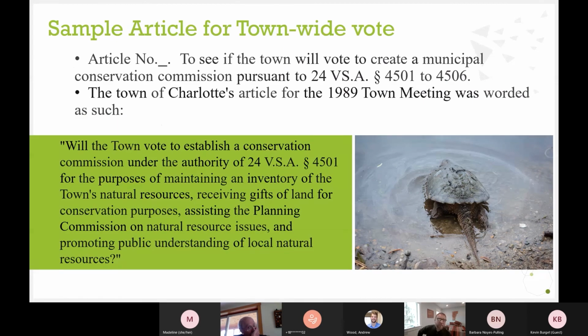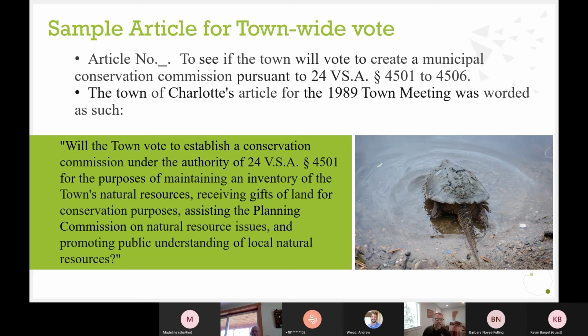So here's a sample article for that townwide vote, and here it is for Charlotte. Article number blank blank: to see if the town will vote to create a municipal conservation commission pursuant to Title 24 Vermont Statutes Online. The town of Charlotte. This was the town of Charlotte's article for 1989.